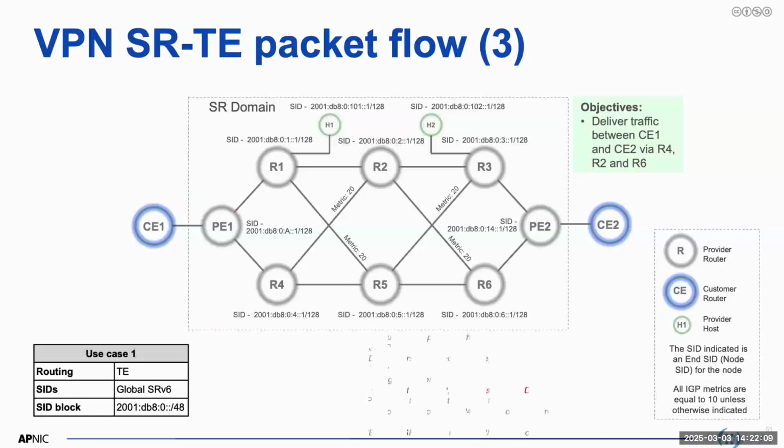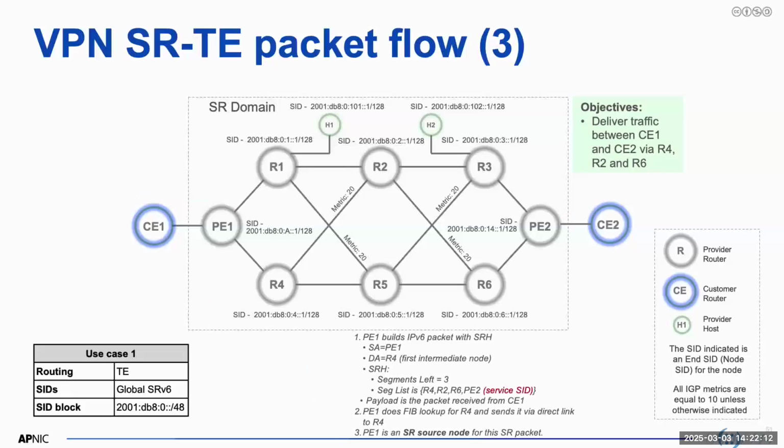So PE1, in this case, needs to build the segment routing header based on our path. Our path is R4, R2, R6, so that means we have 3 nodes. R4 is the first one, R2 next, R6 is the third one, and the ultimate is PE2. So it will build the list of segments. Here you can see the list of segments it has. How many nodes do we have? We have 1, 2, 3, 4. So segments left is equal to the number of nodes minus 1, so it will be 3 because here we have 4.